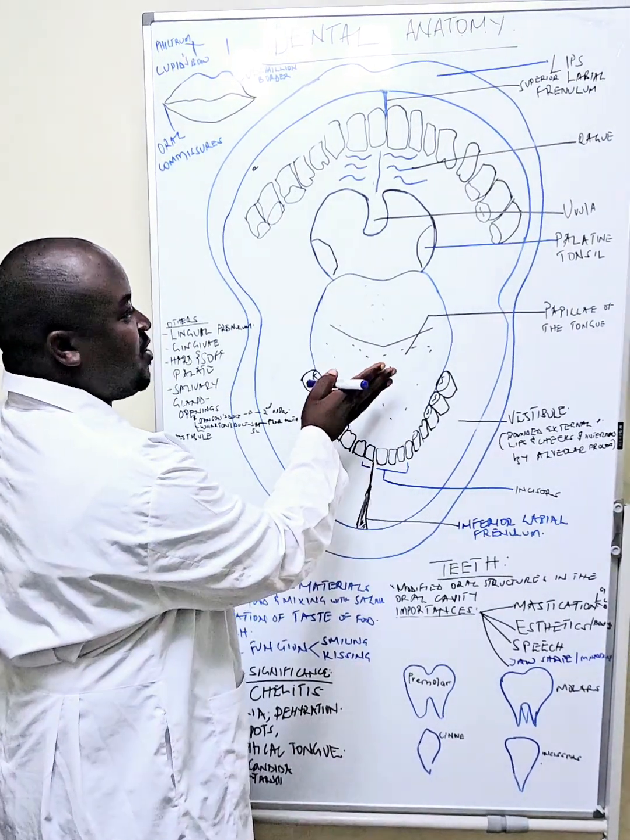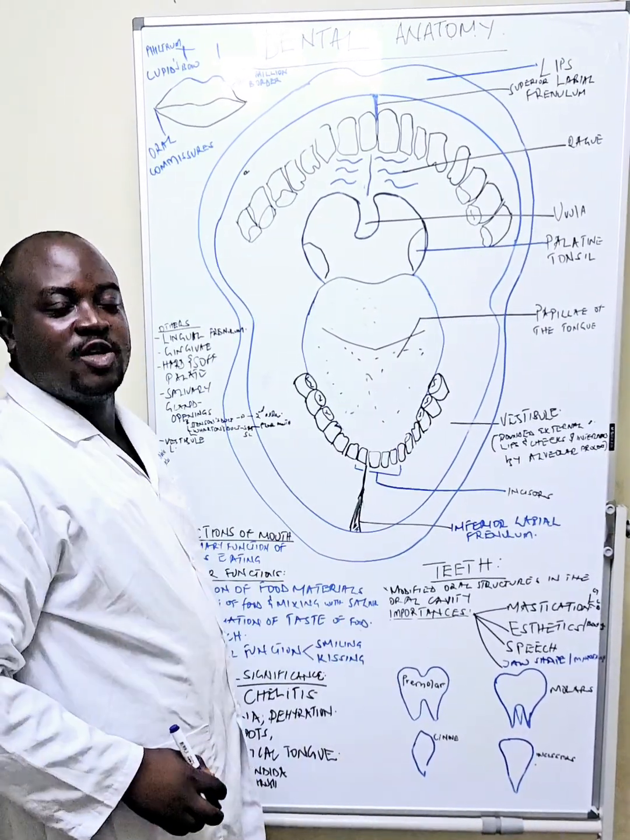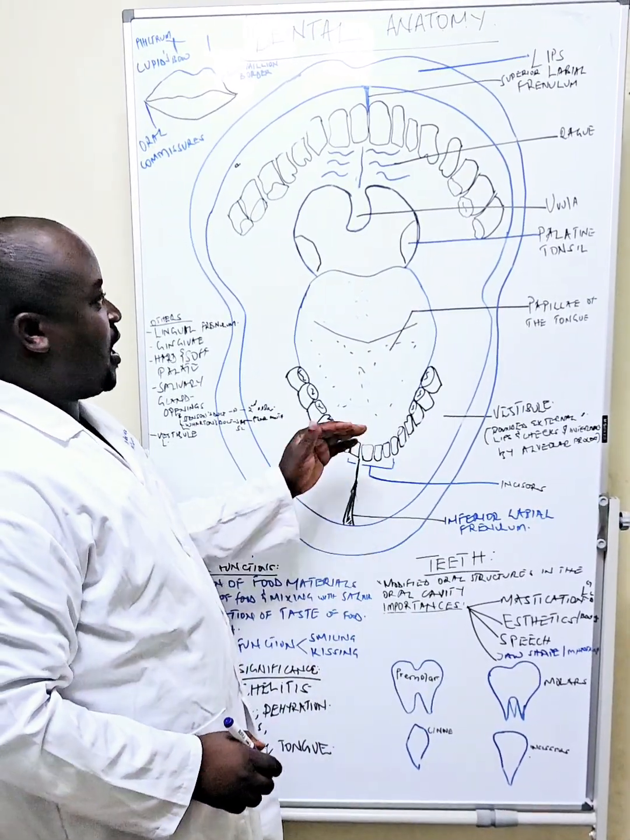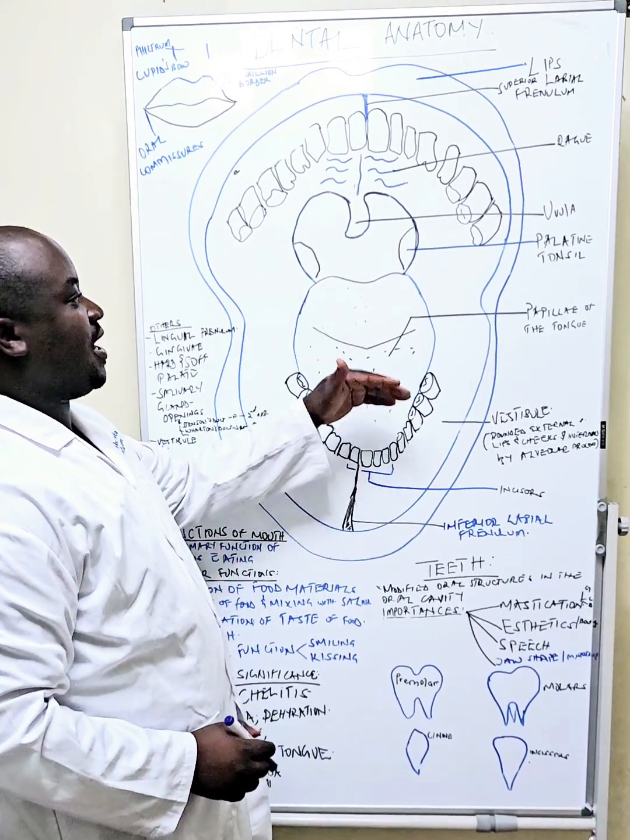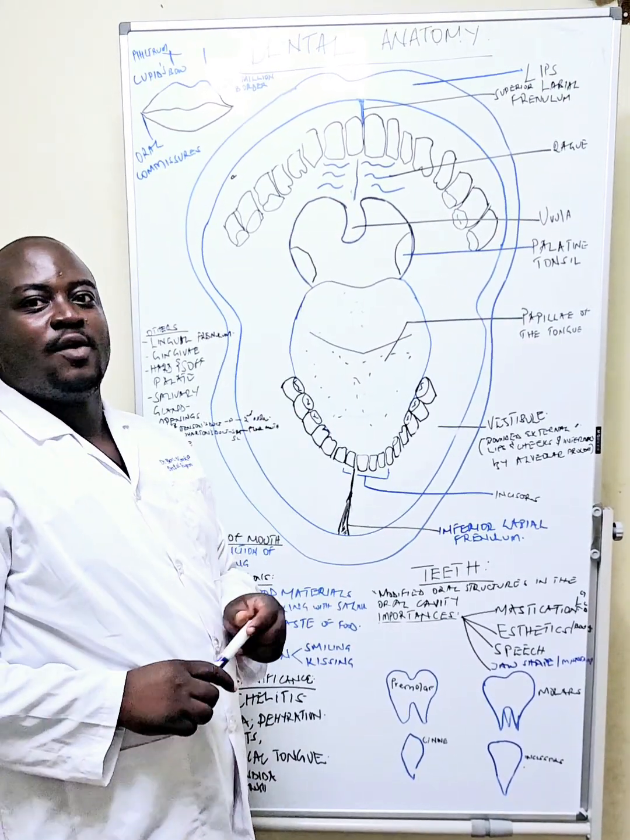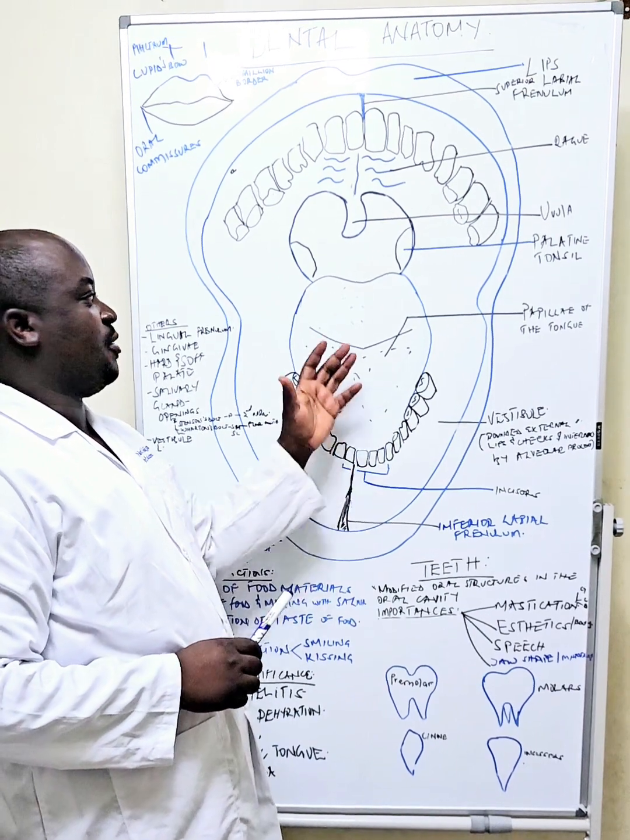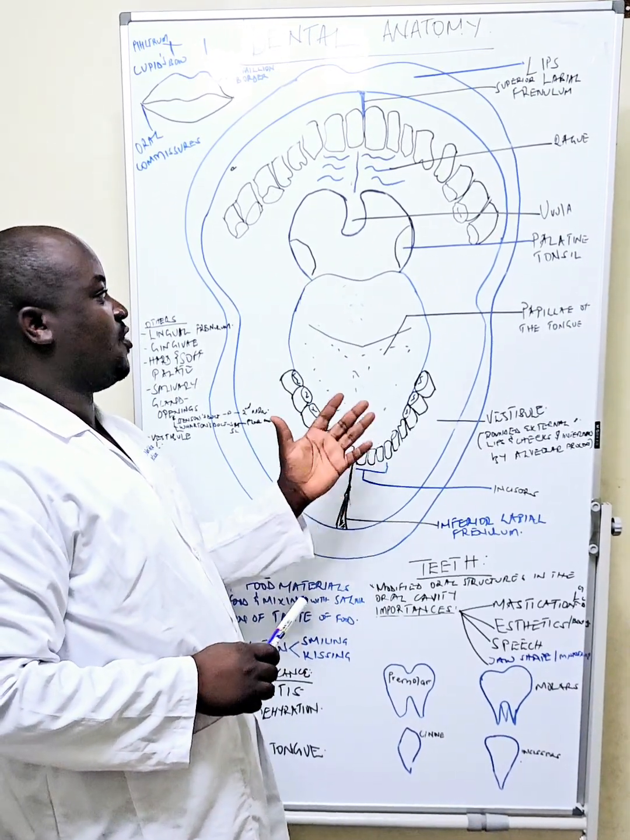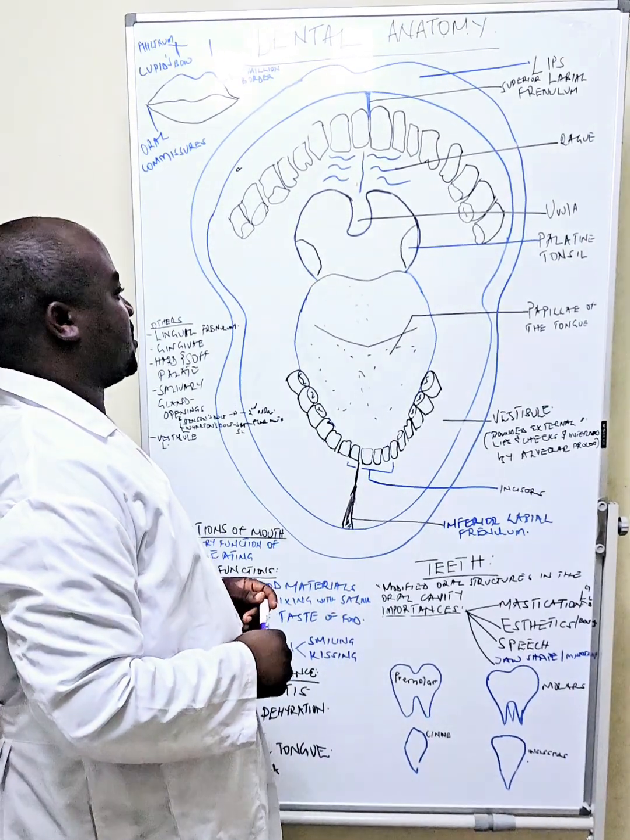But for now, the tongue, we shall just talk about it in this overview as a muscular organ in the oral cavity, having papillae in the anterior 2/3 of it, and of course in the posterior 1/3, which is found in the oral pharynx. We do not have any papillae because we do not have mastication taking place.